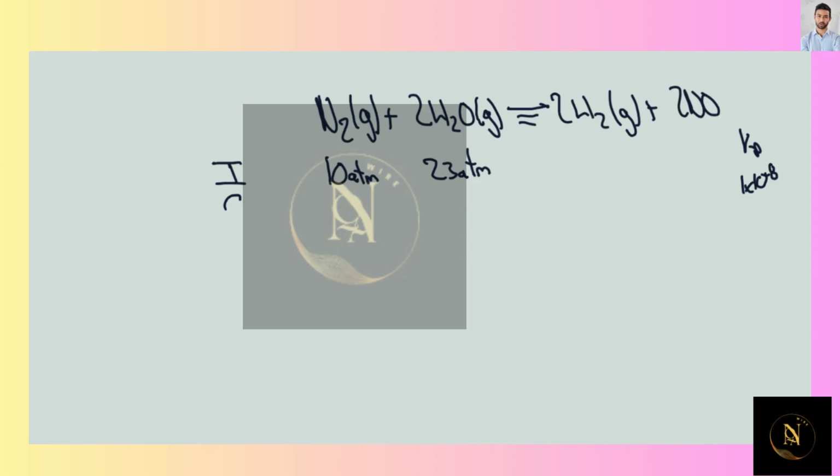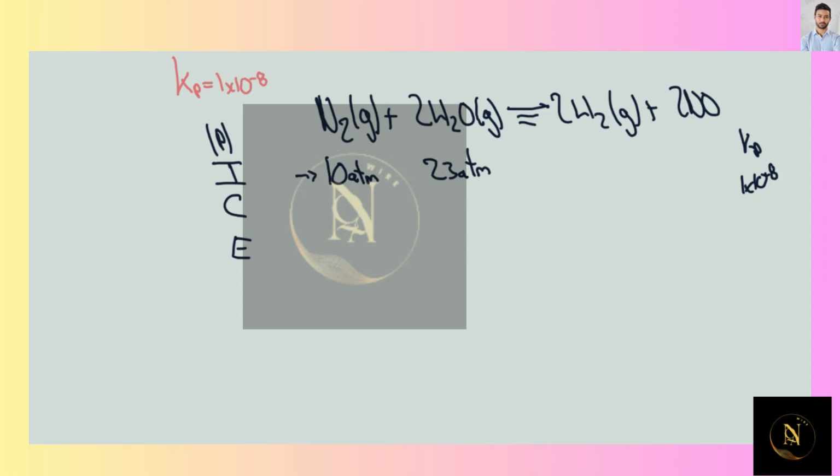So in our ice table, this ice table is going to be in terms of pressure instead of the amount of moles or the usual concentrations that you can find. We can clearly see that the limiting reagent is going to be the nitrogen because of the stoichiometric relationship. We know that 10 atmospheres of nitrogen can react with up to 20 atmospheres of water. So let me put the value for Kp up here just to have a little bit more space, 1 times 10 to the minus 8.